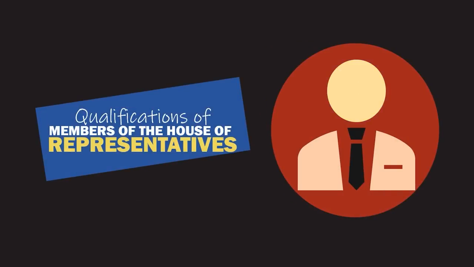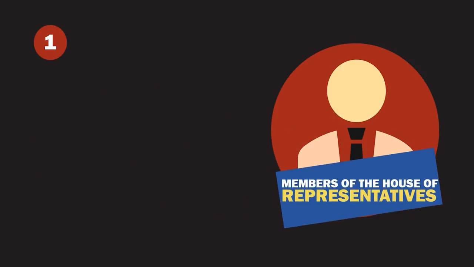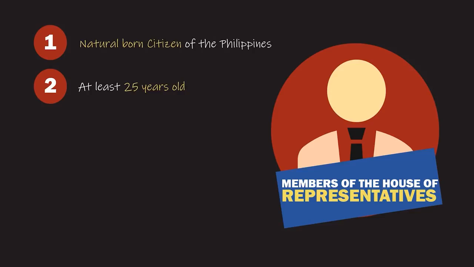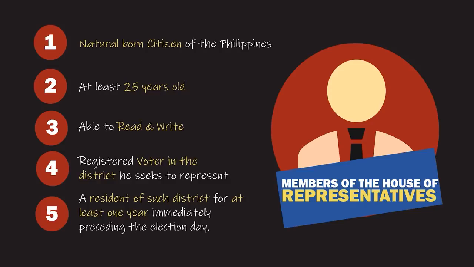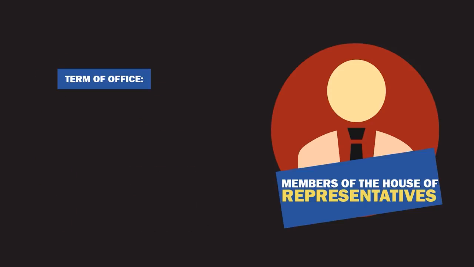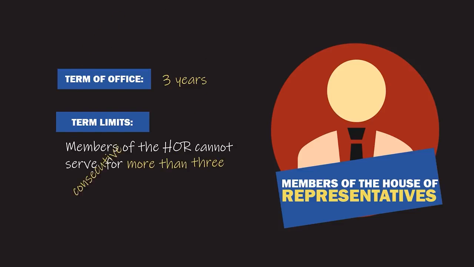Next, here are the qualifications of the members of the House of Representatives. First, a natural-born citizen of the Philippines. Second, at least 25 years old on the day of the election. Third, can read and write. Fourth, a registered voter in the district he seeks to represent. And last, a resident of such district for at least 1 year immediately preceding the day of the election. Term of office, 3 years. Term limit: members of the House of Representatives cannot serve for more than 3 consecutive terms.